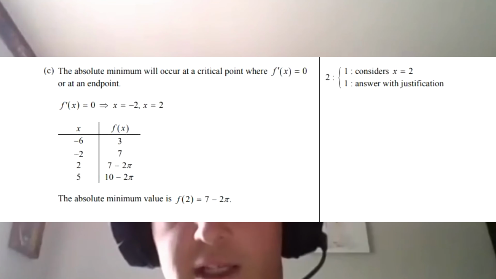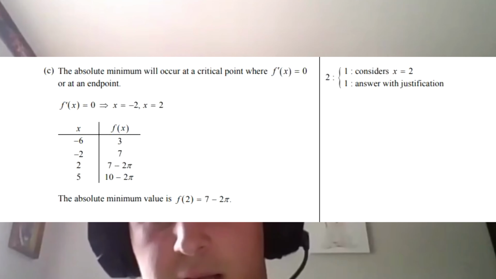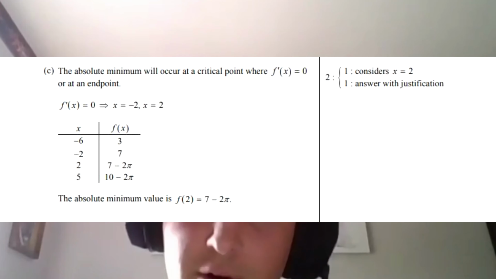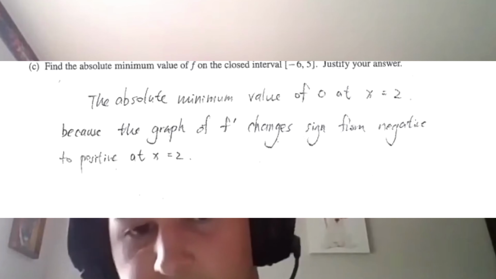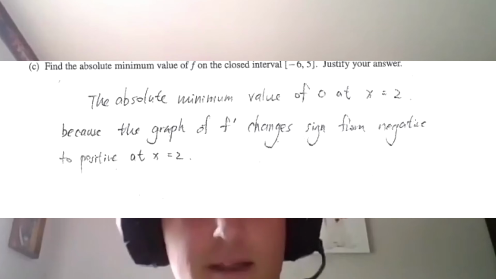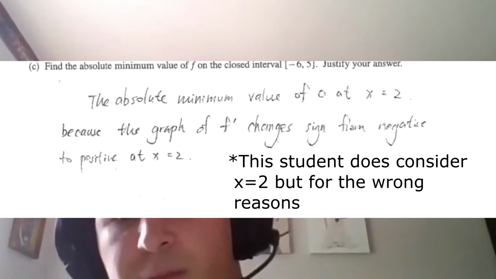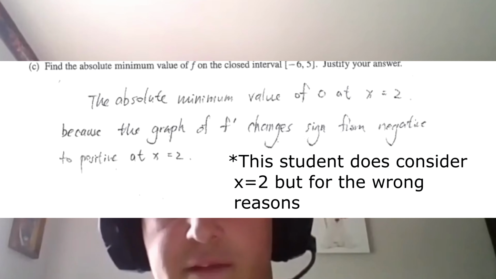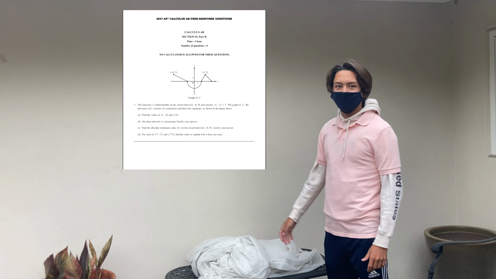For full credit on this problem, you get 1 point for considering x equals 2 as a possible minimum value, and 1 point for justifying that the minimum is at x equals 2. Common mistakes on this problem will include not considering x equals 2 as a possibility, or accidentally finding the minimum of f prime of x instead of f of x. Alright, and now part D.